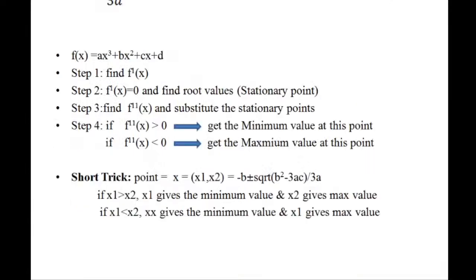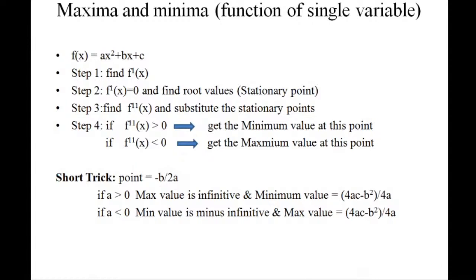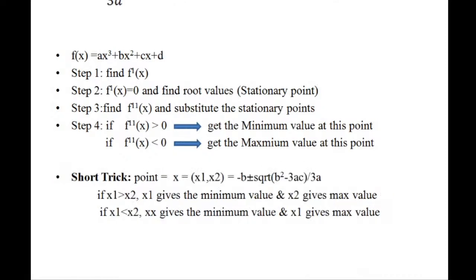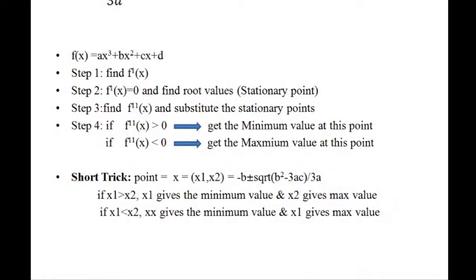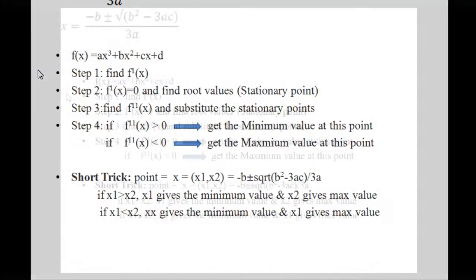Then we move to the cubic equation. This one is a second order equation, ax squared plus bx plus c. The general procedure is also the same: we have to find f dash of x and f double dash of x. This is the general procedure. Then this is a cubic equation, if the equation is in the format ax cube plus bx squared plus cx plus d.